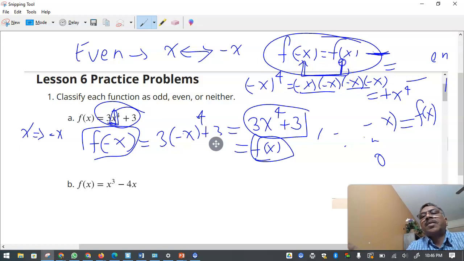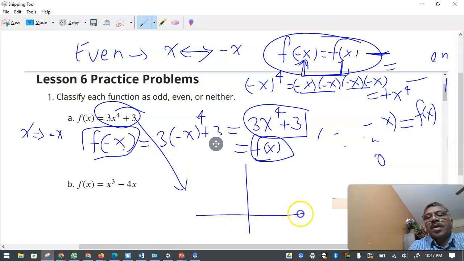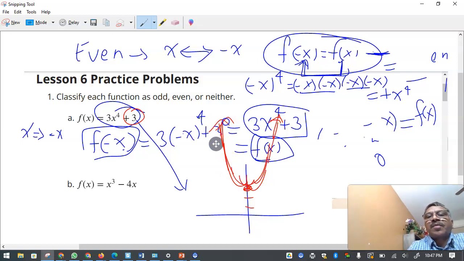What this means is, when you reflect over the y-axis, and if you want to check this using Desmos, you can graph it and see what's going on. You'll see the y-intercept is at 3, and the graph looks something like this. If you reflect, it will always give you back the same thing. So this is an even function, and if you reflect over the y-axis, you get back the same thing. This is not odd. So it is even.